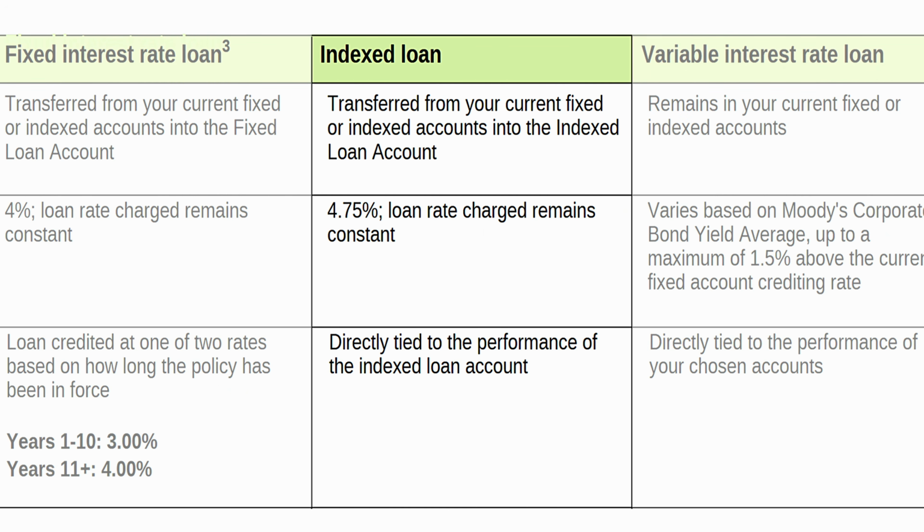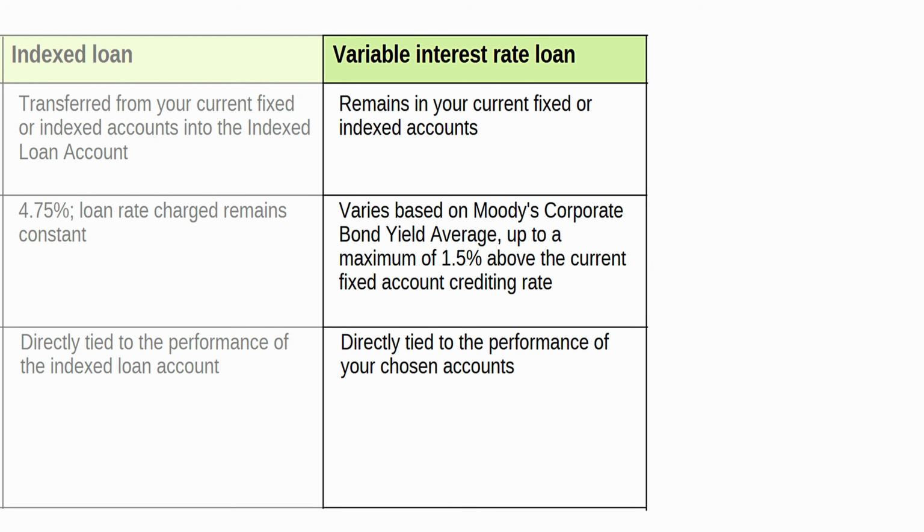The indexed loan is a participating loan where that loan amount typically goes into the indexed loan account, and then you are credited interest based on the performance of that account over the past year. The indexed loan account is typically a blended index, and it is all in the stock market. So you do not want to take this loan or keep it if the stock market isn't performing well.